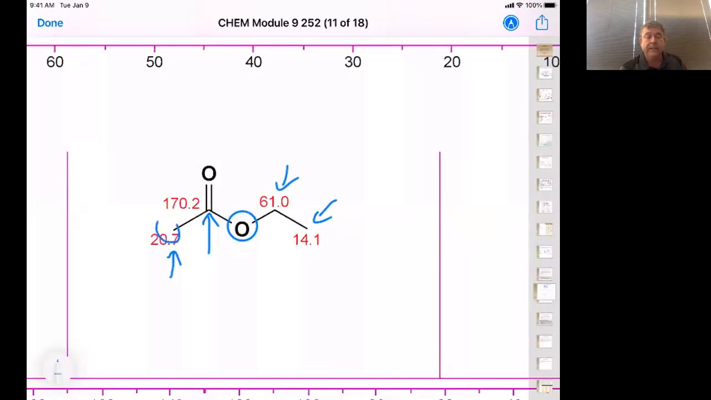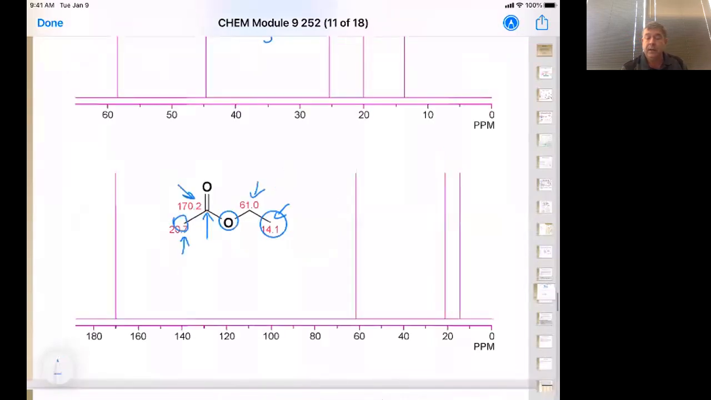This methyl group is different than that methyl group because it's attached to the carbonyl, okay? But it's also most like the hydrocarbon. So we see the peak here and here for these methyl peaks. The one bonded to the oxygen is the next one up, right at the 61. So it's higher than that. And our carbonyl peak is here at the 170. Remember, carbonyls start at 160 and go all the way up to 210.